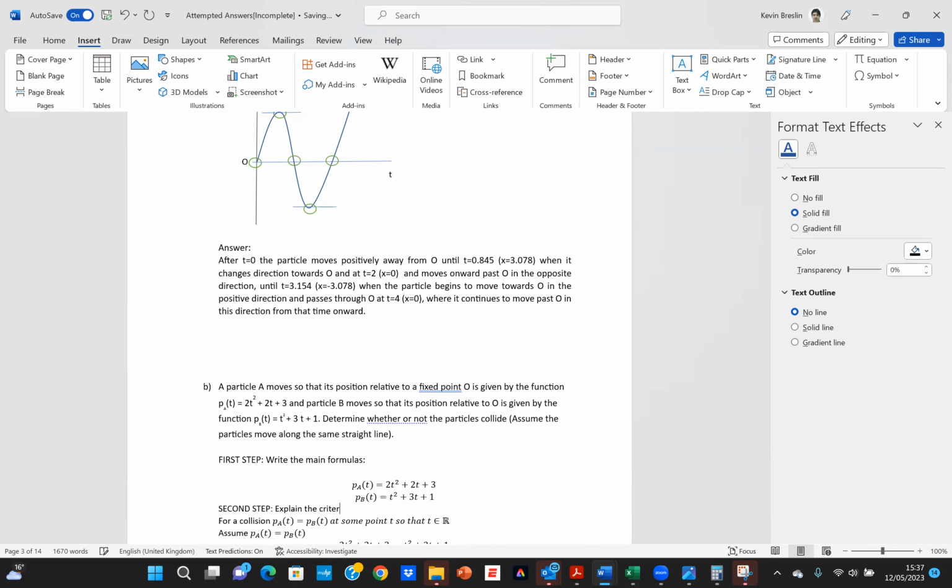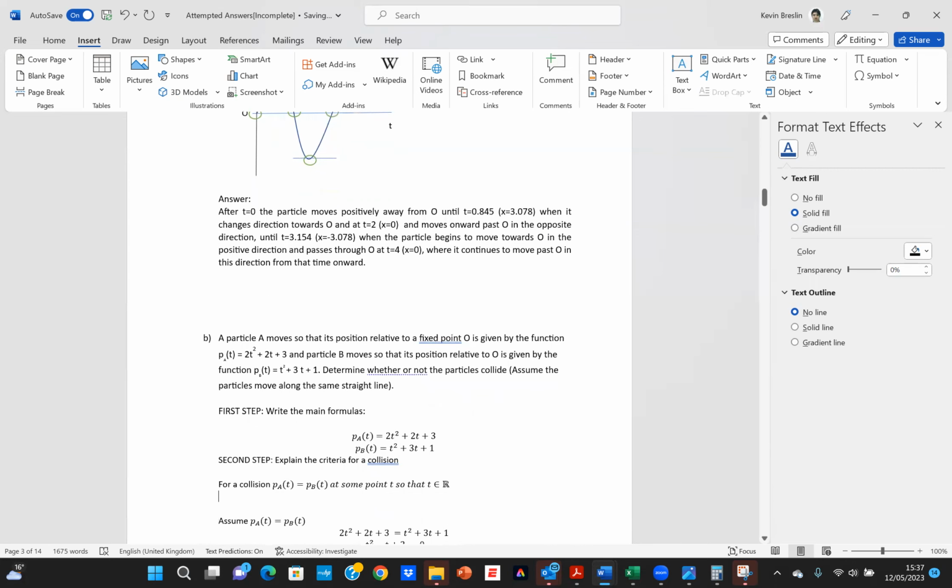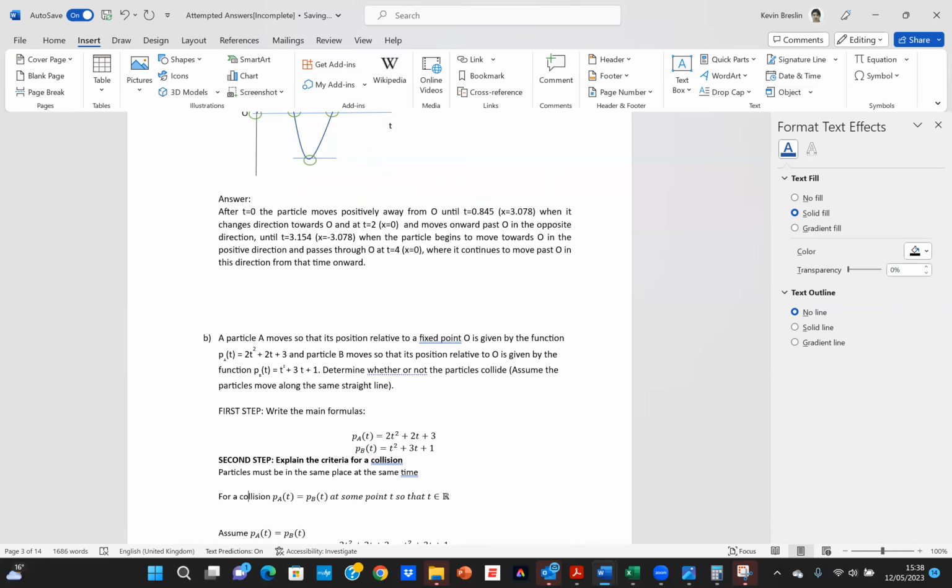explain the criteria for a collision. And it's very simple. Criteria for collision. That is, particles must be in the same place at the same time. So for collision at some time t. Okay. Another thing is, a few things about time. Time must be positive and a real number.